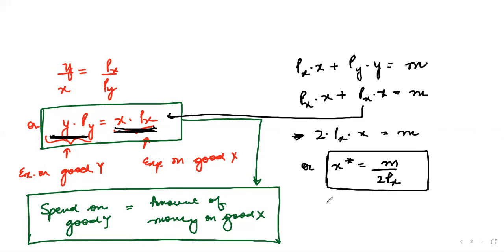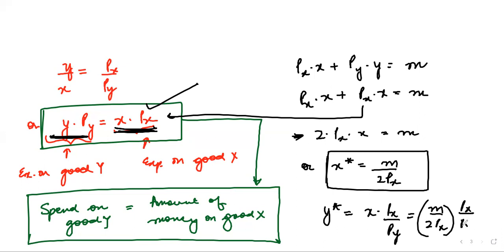Once I know my X star, I can solve for my Y star. So my Y star will be from this equation, X into Px by Py. This will be M by 2Px into Px by Py. So Px and Px will get cancelled out. So my Y star will be M by 2Py.